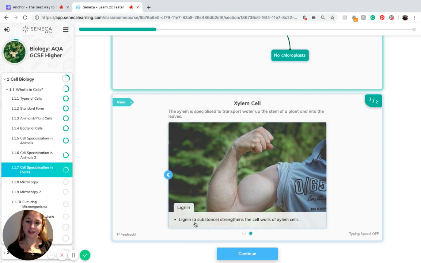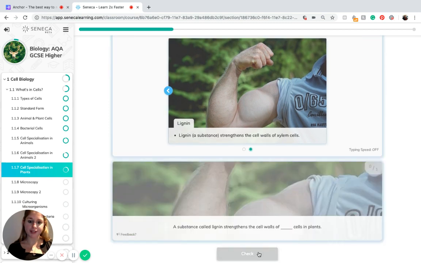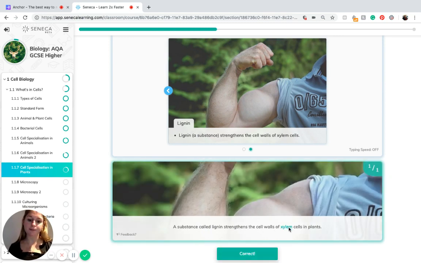They also have lignin, which is a substance that strengthens the cell walls of the xylem cells, which helps allow water to be transported up the stem. So, a substance called lignin strengthens the cell walls of xylem cells in plants.